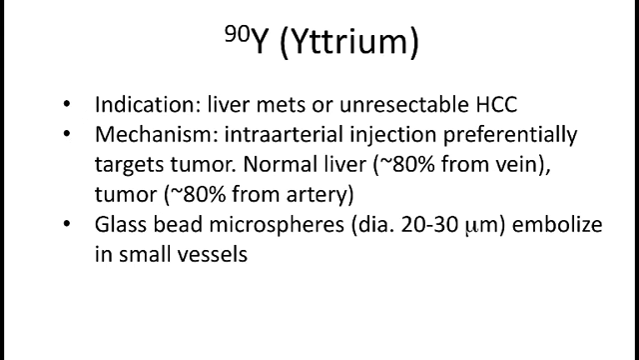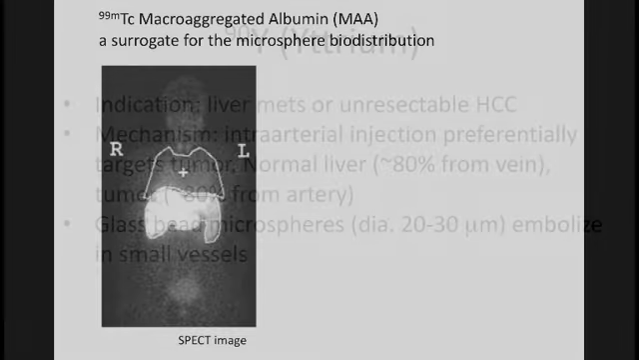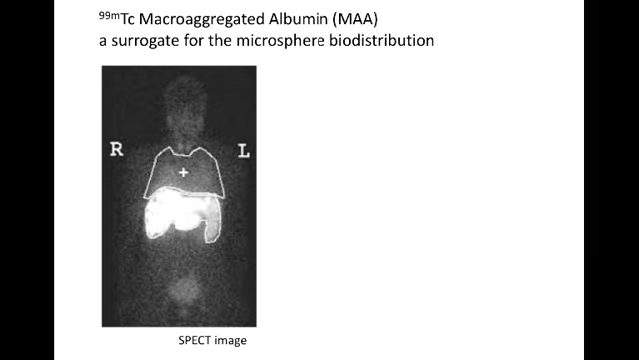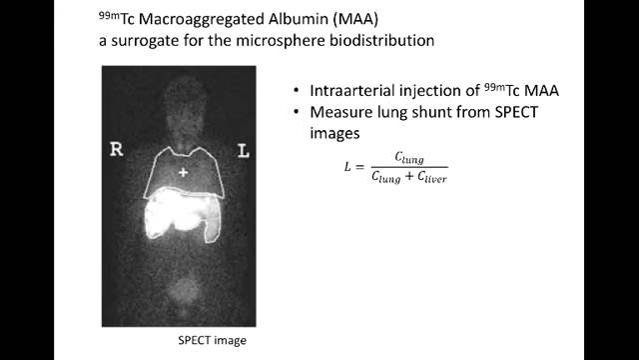So to deliver this therapy safely and effectively, you really have to account for the biodistribution of this compound, and so I'd like to describe that for a moment. You start by taking images with a technetium-99m macroaggregated albumin. That's a surrogate for the biodistribution of these microspheres. Here's the type of image that you get, a SPECT image, and it's achieved via an intra-arterial injection, and that's just like you do with the therapy.